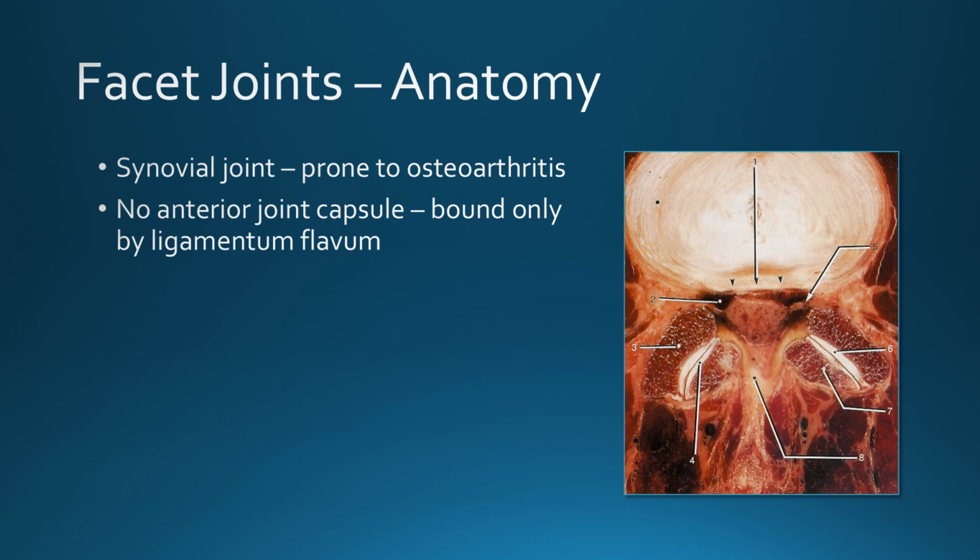Facet joints, we'll first look at the anatomy. The facet joint is a synovial joint, so it's prone to osteoarthritis. The facet joints, however, have no anterior joint capsule, so the facet joints are bound only by the ligamentum flavum. So the ligamentum flavum forms the anterior joint capsule.